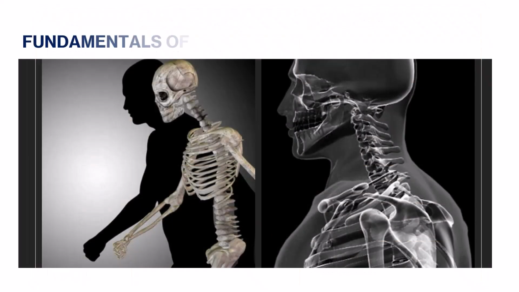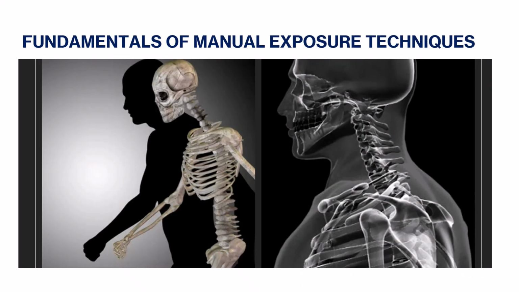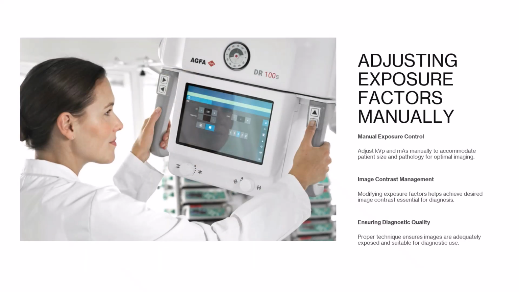Manual exposure requires a solid grasp of radiographic factors such as kilovoltage peak, mAs, and source to image distance, enabling technologists to adjust parameters deliberately. Manual adjustment involves increasing or decreasing kVp and mAs based on patient size, pathology, and the desired image contrast. Proper technique ensures adequate exposure and diagnostic imaging quality.